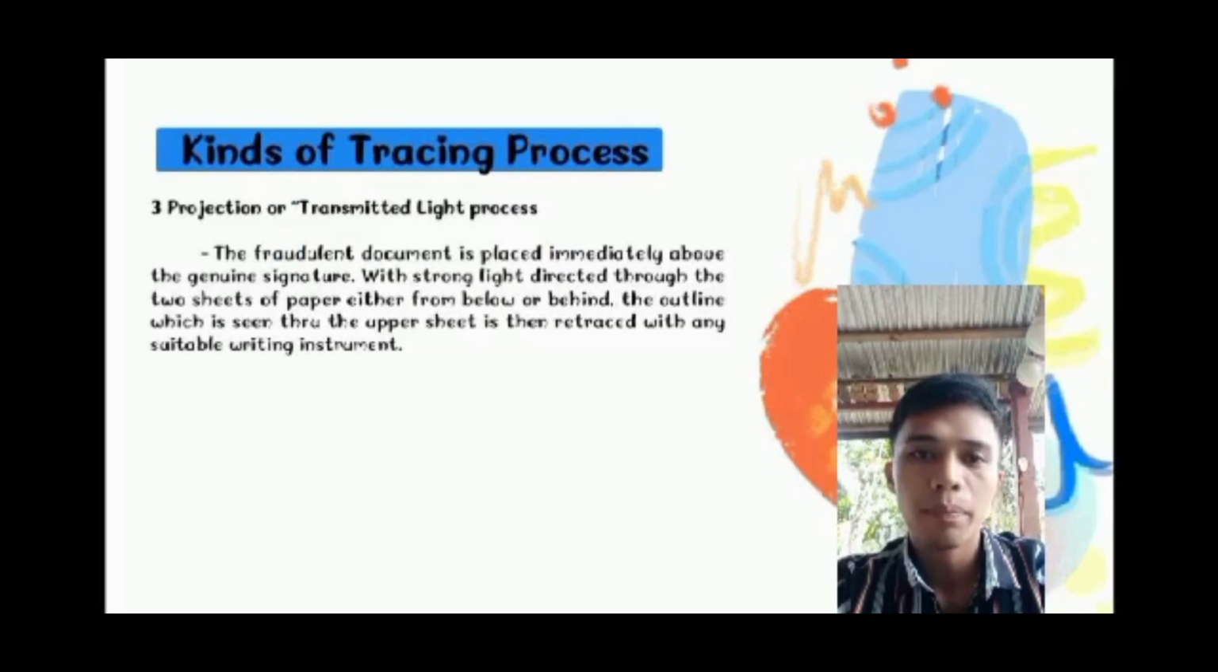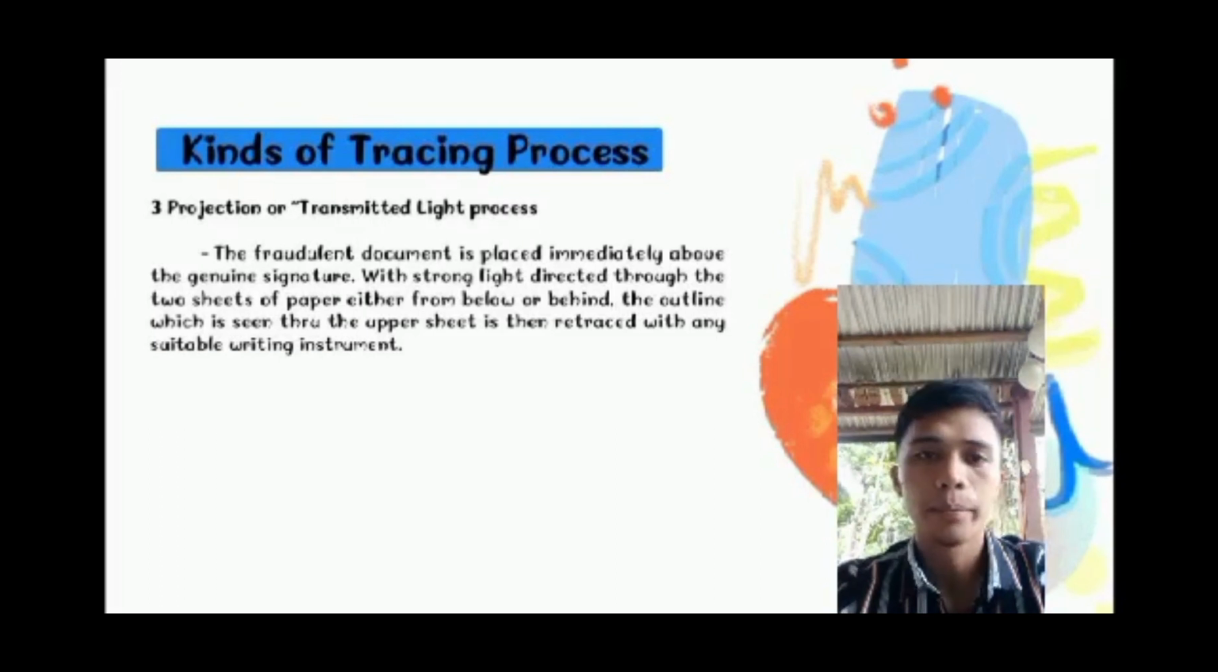Projection or transmitted light process. The fraudulent document is placed immediately above the genuine signature with strong light directed through the two sheets of paper, either from below or behind. The outline which is seen through the upper sheet is then retraced with any suitable writing instrument.